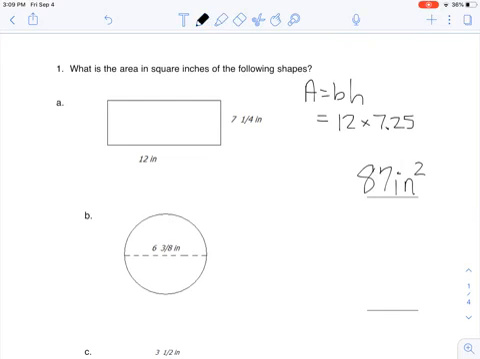Let's do another example here. We got this circle. That 6 3/8 is the diameter of the circle. We need to have the radius. So let's turn that fraction into a decimal first. And the radius would be half of it. So if we divide it by 2, that's our radius.